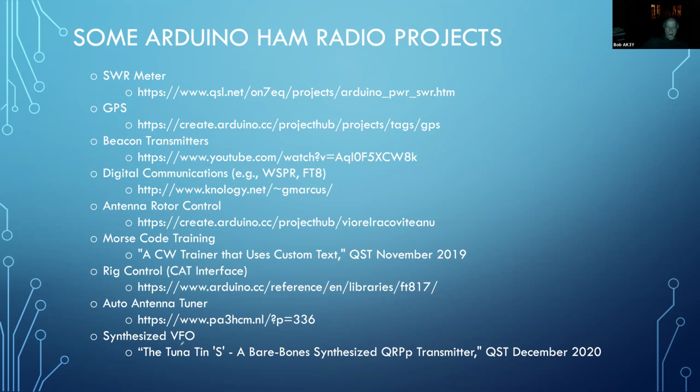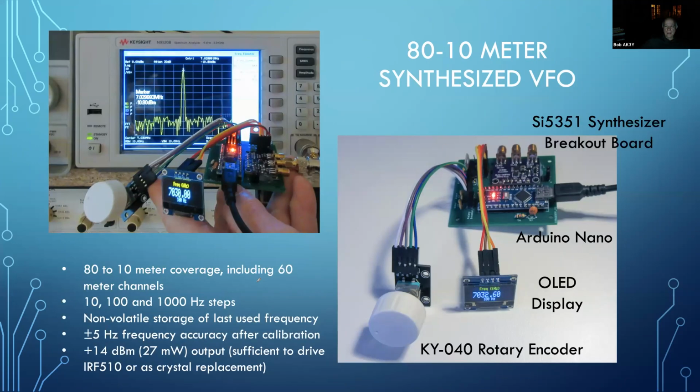I have an article in December 2020 that shows using the Arduino in a synthesized QRP transmitter design. And in fact, here it is. This is the synthesizer portion of that particular article. If you notice, it's got an Arduino Nano sitting here on the circuit board. It's got an SI5351 synthesizer chip. And it's got, I think, one resistor, two capacitors actually, and a voltage regulator. And that's the whole thing. Everything else is controlled by software.